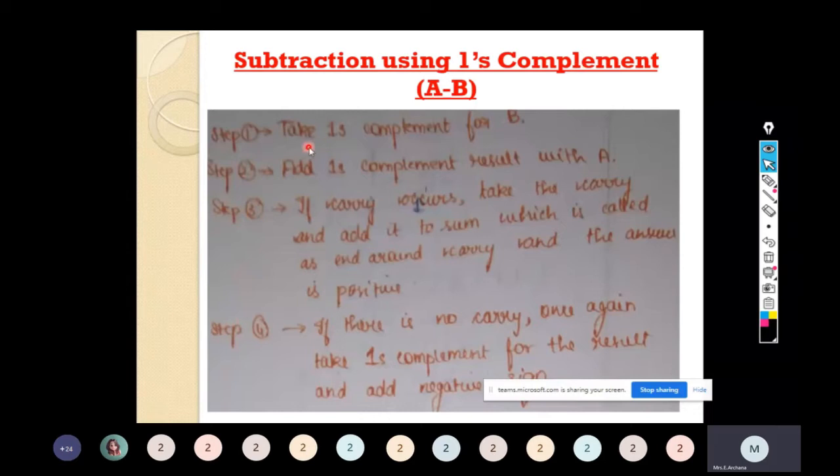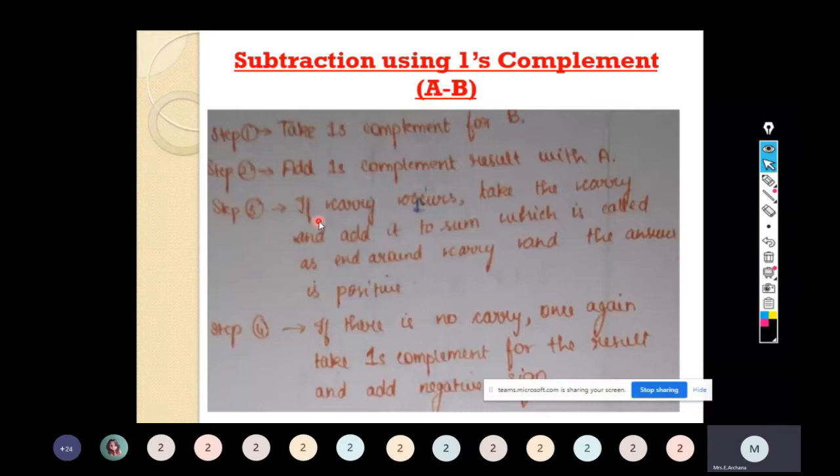First, step 1: take 1's complement for B. So for the given number B, we have to take 1's complement. How to find out 1's complement? By converting 0 to 1 and 1 to 0. Then step 2: add the 1's complement result with A. So the step 1 result has to be added with A, the number present in A.